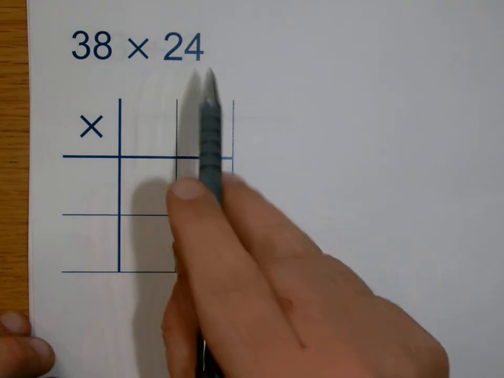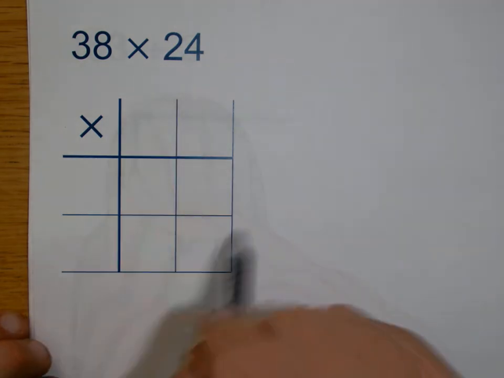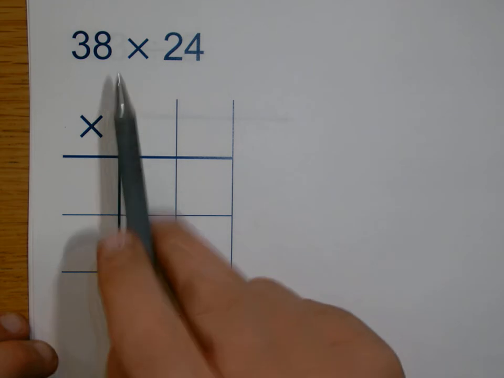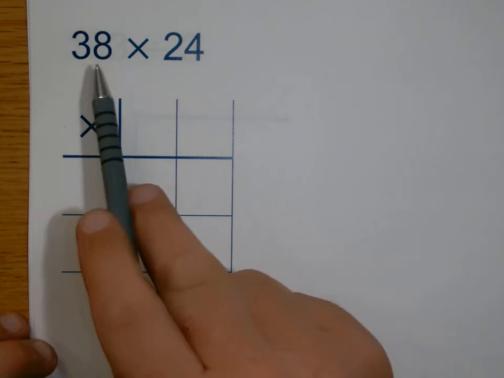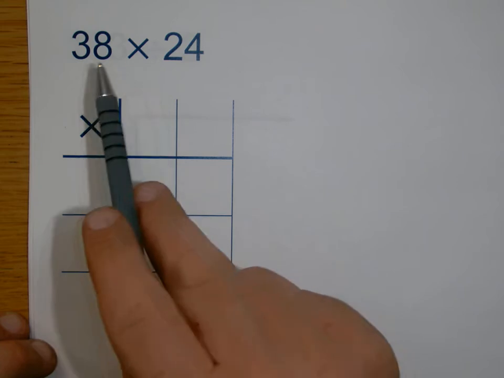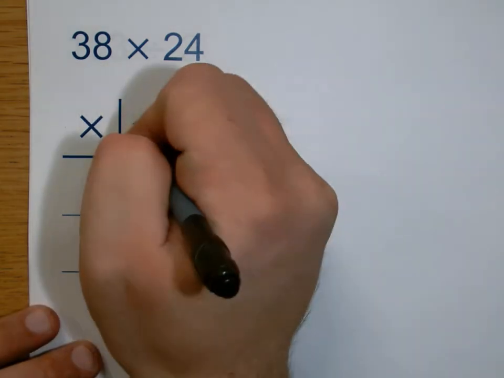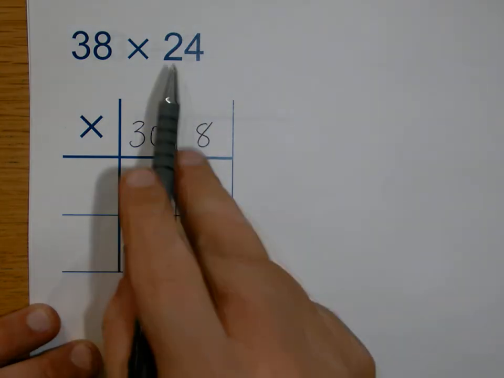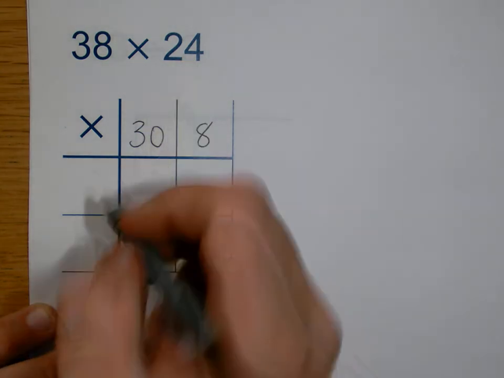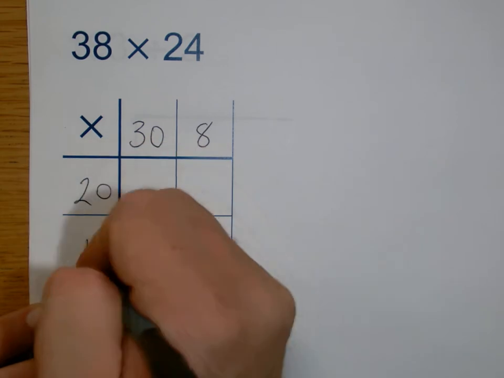Okay, so 38 times 24 using the grid method. What we're going to do is break up 38 in terms of its tens and units. So partition is the correct term. So 38 becomes 30 and 8, like that. Same with 24. We're going to break that up, so it becomes 20 and 4.